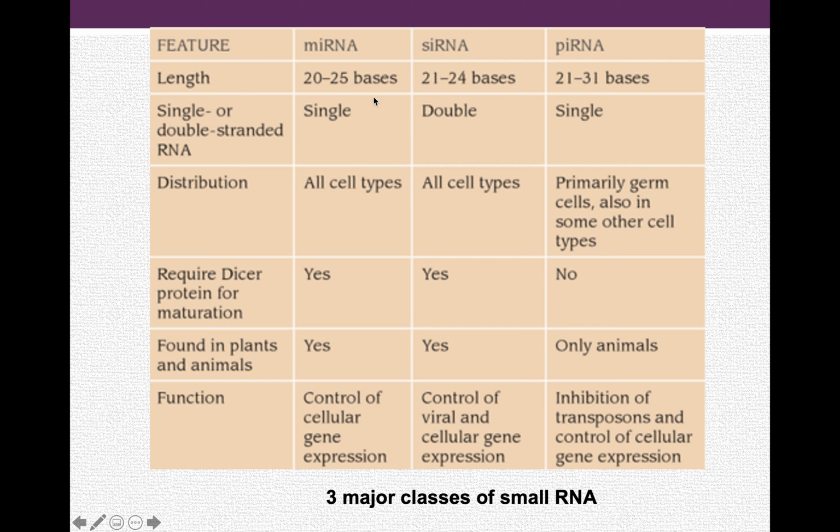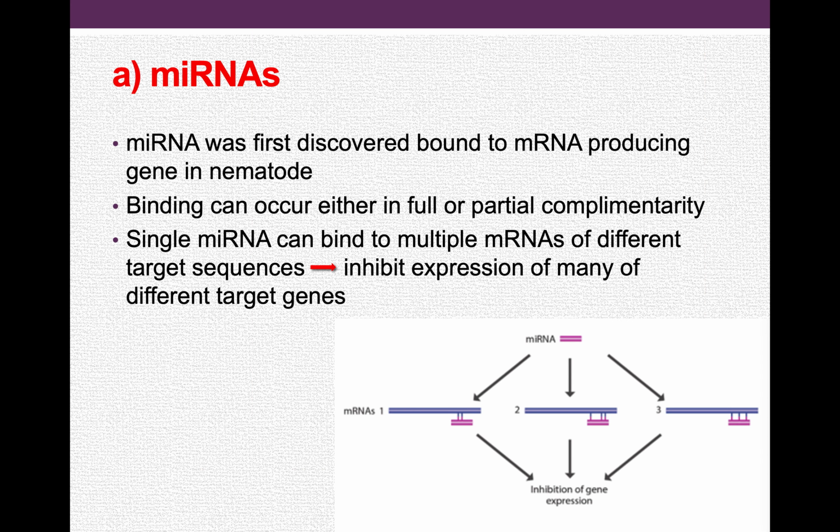So the functions: miRNA controls cellular gene expression, siRNA controls viral and cellular gene expression, and piRNA, or PIWI interacting RNA, inhibits transposons and controls our cellular gene expression. Now let's have a look at each and every one of them.